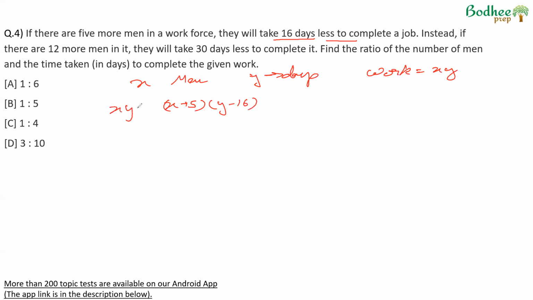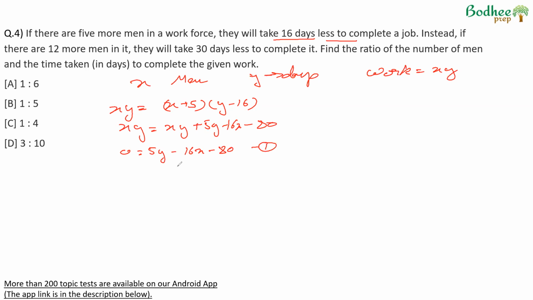So we can say total work XY is equal to (X plus 5) into (Y minus 16). This gives us XY is equal to, opening the brackets, XY plus 5Y minus 16X minus 80. XY cancel, therefore 0 is equal to 5Y minus 16X minus 80. This becomes equation number 1.